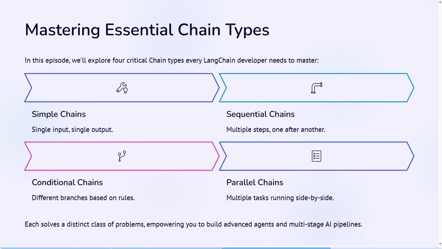In this episode, we're going to explore four essential types of chain that every LangChain developer must master. The four chains are: the first is simple chain, where a single input leads to a single output. The next is the sequential chain, where multiple steps run one after another like a pipeline. And the third is the conditional chain, where different branches execute based on rules or model output. And fourth is the parallel chain, where multiple tasks run side by side to save time and improve efficiency. Each of these chains solves a different class of problems, and by the end of this video, you'll know exactly which one to use and when.